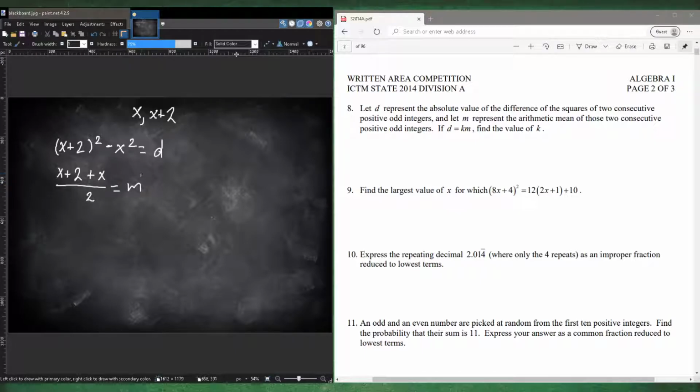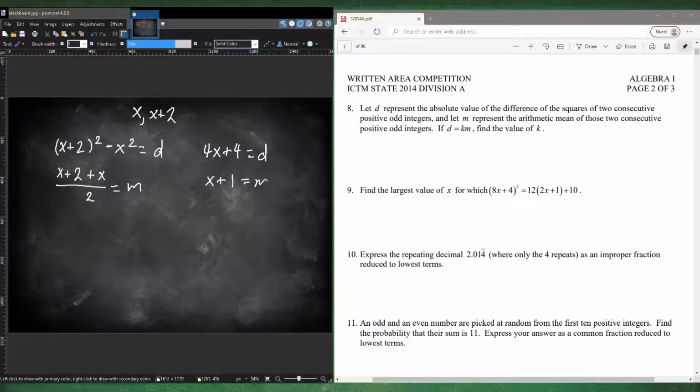So x plus 2 plus x divided by 2 is equal to m. If d equals km, find the value of k. Okay, so let's simplify this first. The x squared and this x squared cancel each other out. 2 times x times another 2 is 4x, and then 2 squared is plus 4. That's our d. And then x plus x is 2x divided by 2, which is just x, and 2 divided by 2 is plus 1.